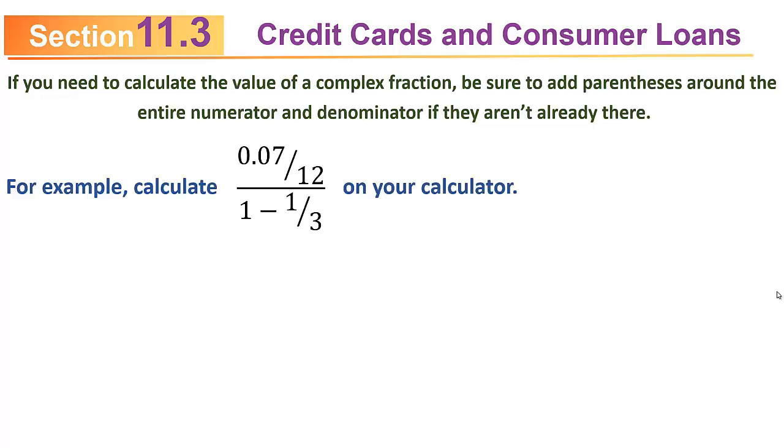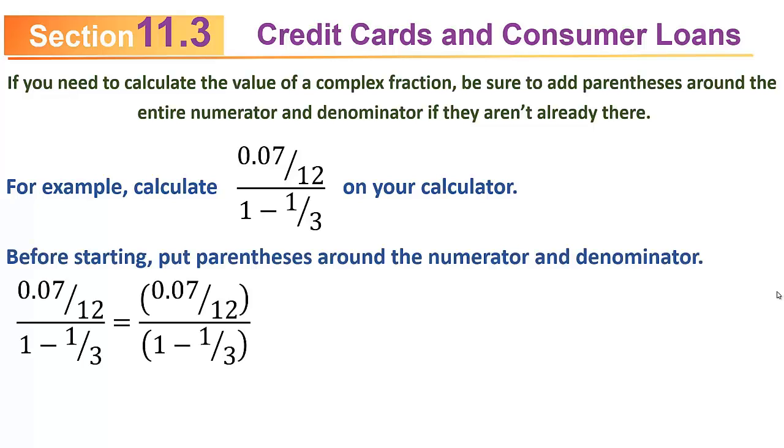If I ask you to calculate the quantity 0.07 divided by 12 over the quantity 1 minus 1/3 on your calculator, my suggestion, you see a fraction within a fraction, is to make sure that there are parentheses around the numerator and denominator before you even start. Now that you've got parentheses around the entire numerator and denominator, when you start typing this in, your calculator will know to do these operations in the correct order.